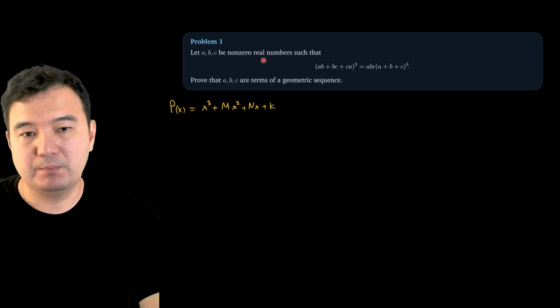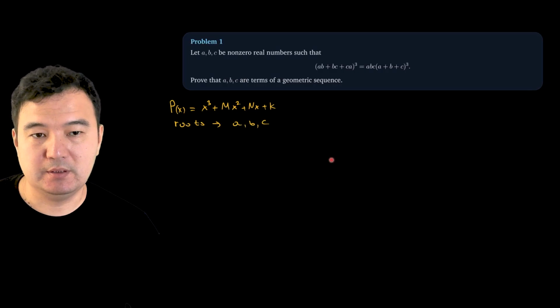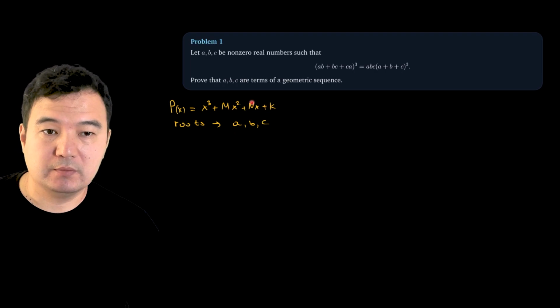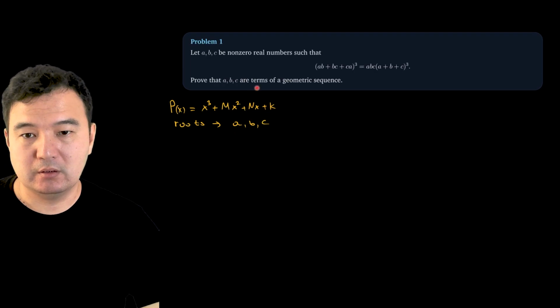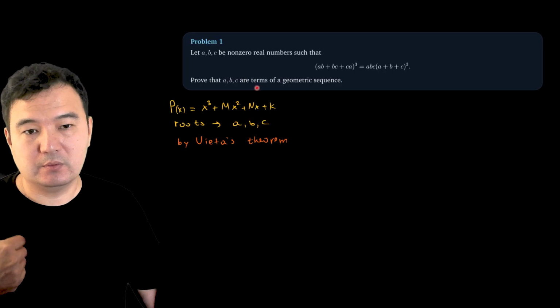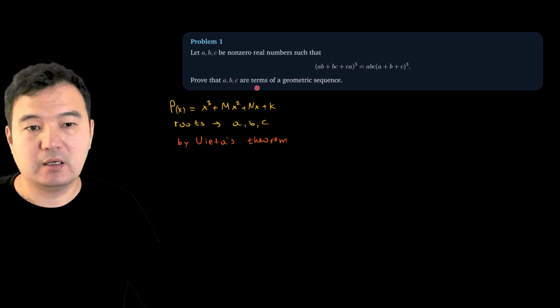Let's say P(x) is the following cubic polynomial, and it has three roots, A, B, C. You can write it in this polynomial form, but you can also write the equation in the x minus a, x minus b, x minus c form, and then from there you can derive Vieta's theorem.